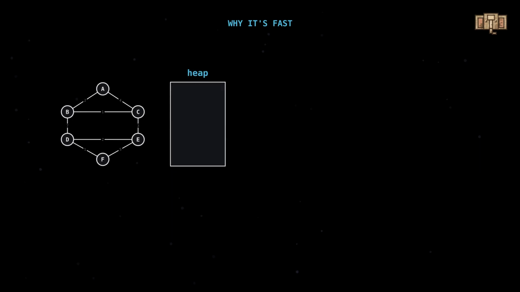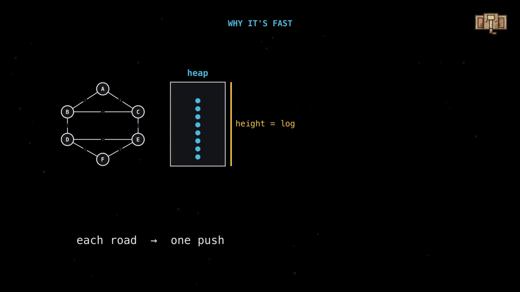So how fast is it? Watch the work. Every road gets relaxed exactly once. So each road adds a single entry to the heap, and the heap is kept as a balanced tree. Every push or pop takes a handful of steps. That handful is the tree's height, a logarithm. Multiply the two together. The whole search costs the number of roads times that small logarithm.